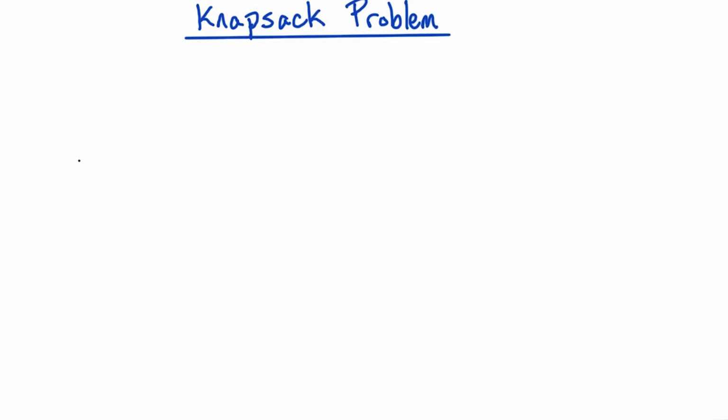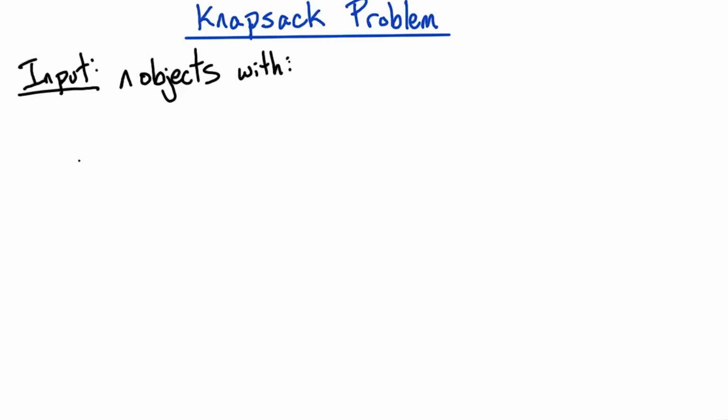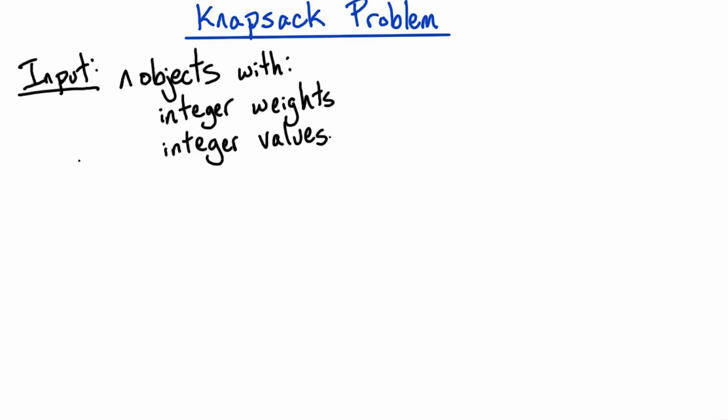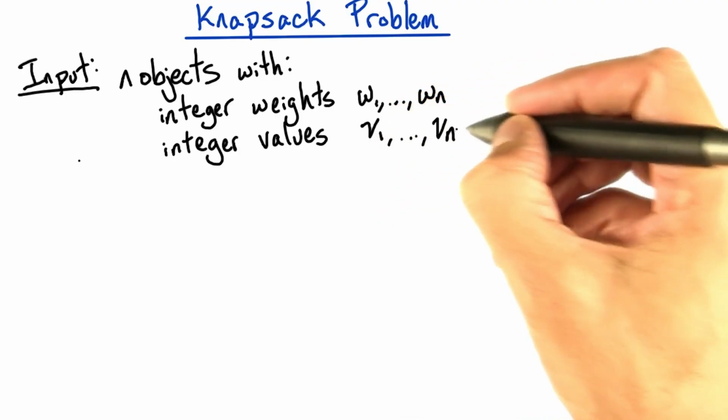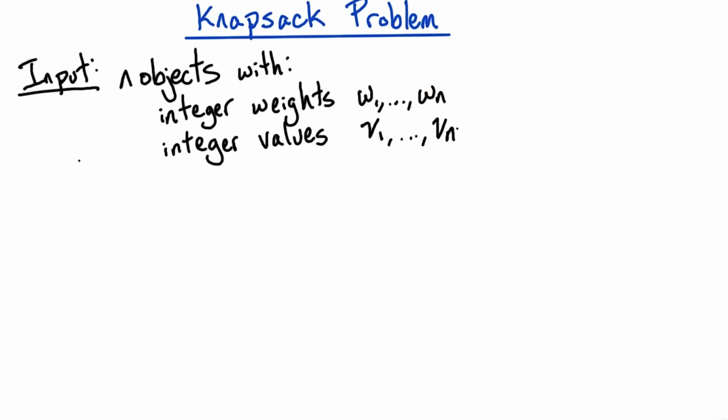The next problem we're going to discuss is the knapsack problem. In this problem, the input is n objects. For each object, we're given its weight and its value, and we'll assume that the weights and the values are all integers. We'll denote the weights by W1 through Wn, and the values by V1 through Vn. Now we're given one additional input parameter, which is the total capacity available, which we'll denote as capital B.